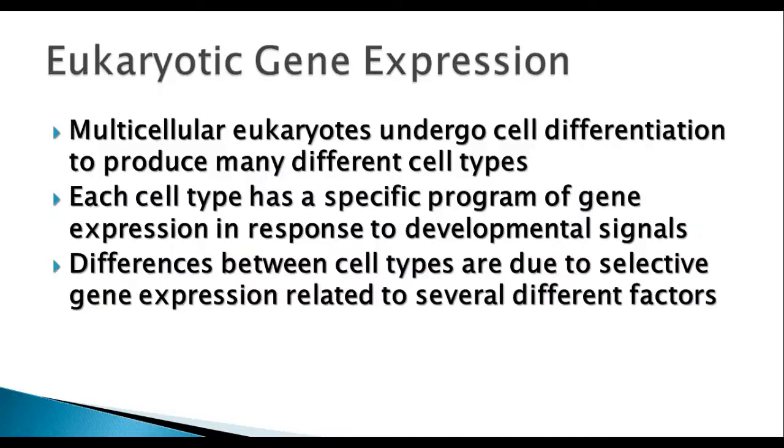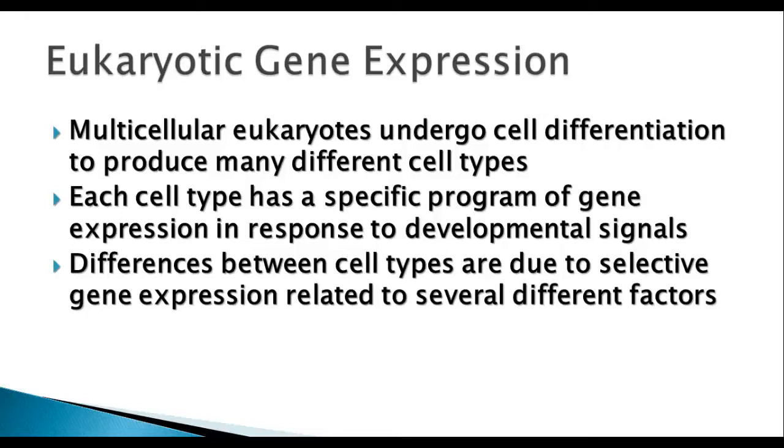Now in eukaryotes, it's different, okay? Remember, multicellular eukaryotes have differentiated cells to produce a lot of different cell types. Each different kind of cell has a different program of gene expression depending on the developmental signals that stimulated the production of that kind of cell during the embryonic development, okay? And the differences between the cell types are because of this selective gene expression. And there are a lot of different things involved in this.